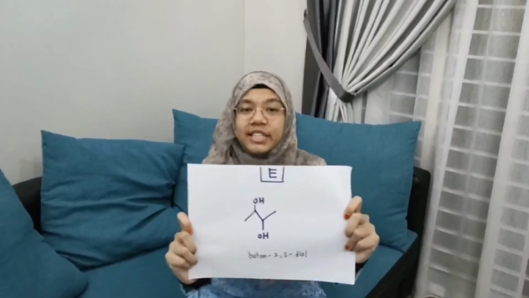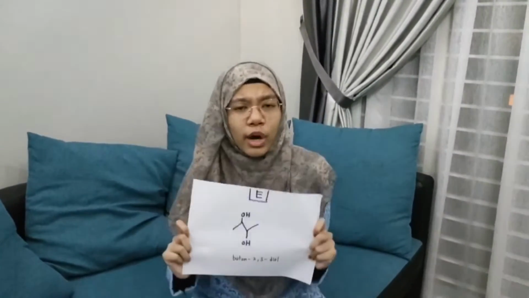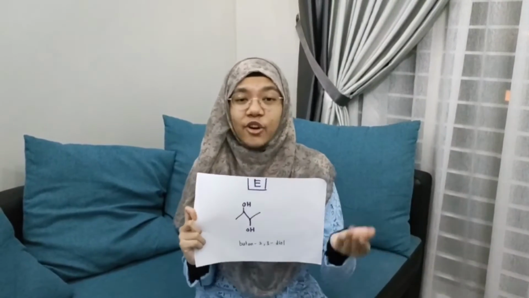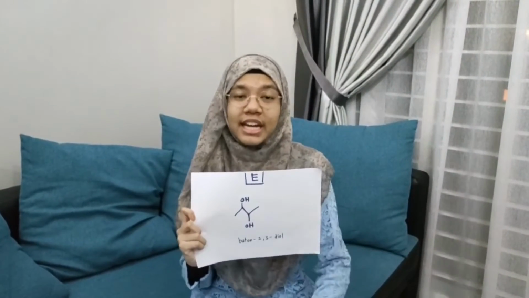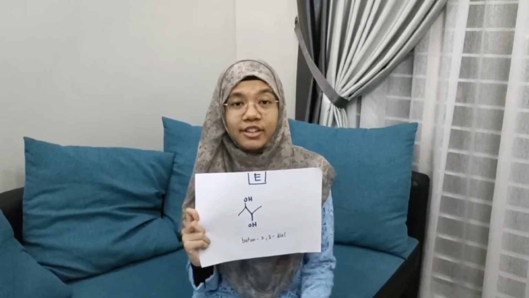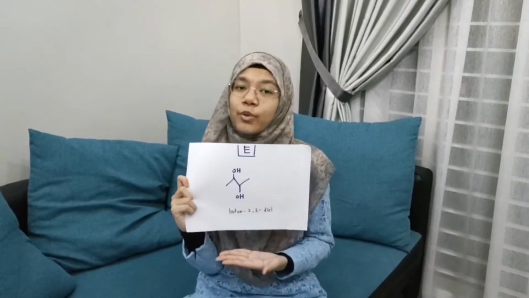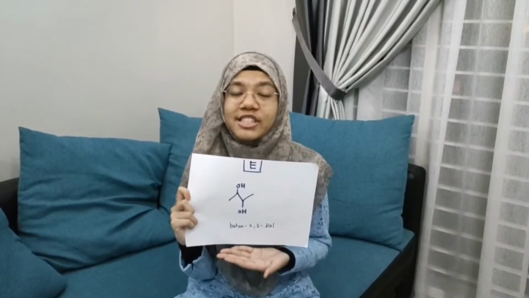Now we continue with compound number 5, which is compound E. So what is compound E? Here, compound E is butan-2,3-diol. So how do I know that butan-2,3-diol is compound E? Well, it is stated that compound A, which is cis-but-2-ene, undergoes reaction with KMnO4 to produce this compound, an oxidation process which with a cis compound will produce a meso compound.